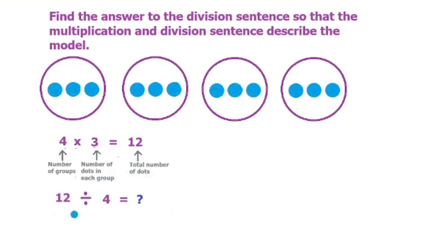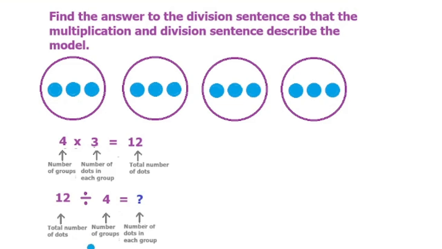So now we have a division that we're trying to make equal to this model. We need to figure out what is equal here in terms of the division. So if we have 12 dots total and we divide them up into 4 groups, that's going to give us 3 dots in each group. So we could just write that in. But first, how would that look?